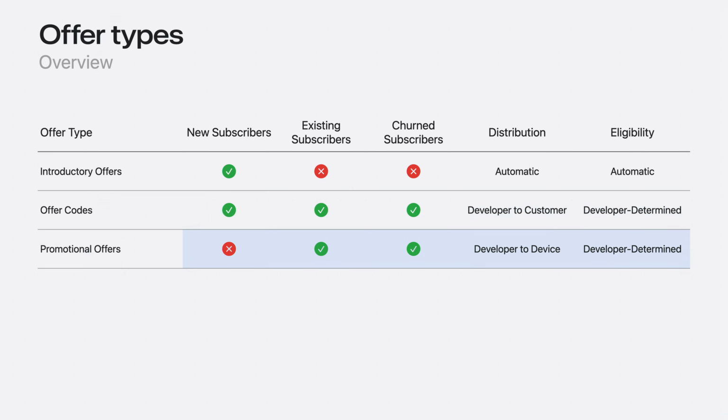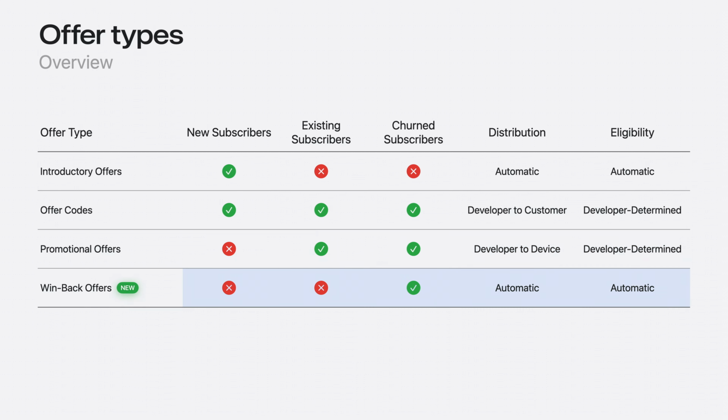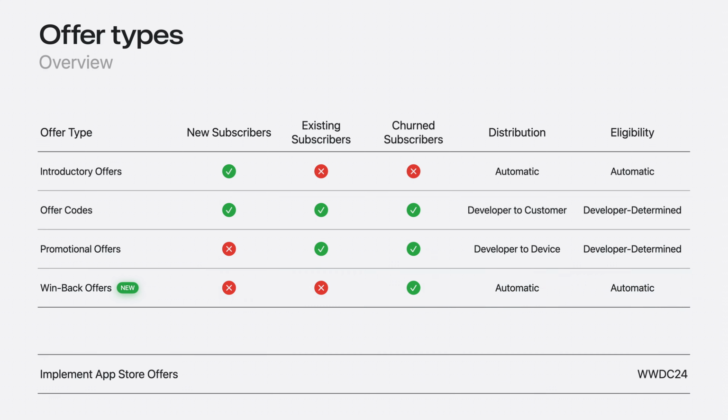Next, promotional offers. These are offers that can be used to retain existing customers or encourage churned subscribers to return. These are offered on-device, and eligibility decisioning is completely controlled by you. Finally, the new win-back offer type. Win-back offers can be shown to expired customers to win them back. For more information about this new offer type, please see the WWDC24 session, Implement App Store Offers.